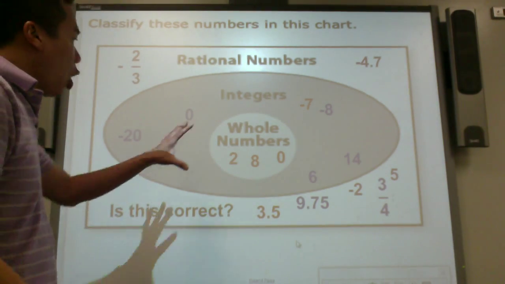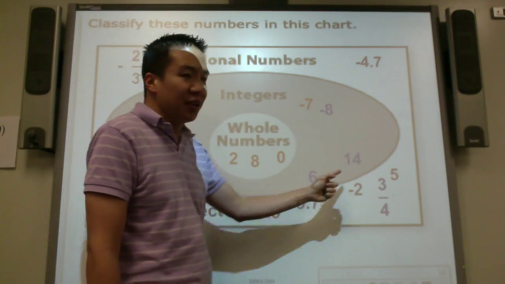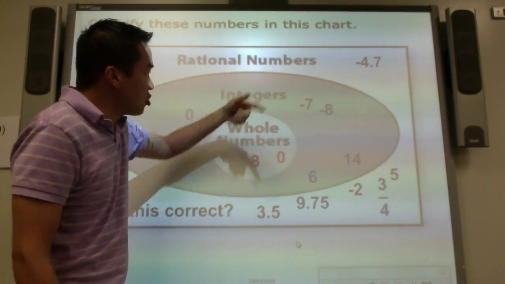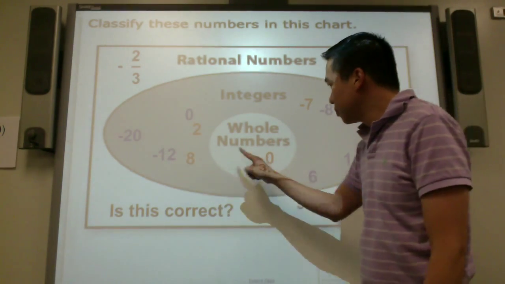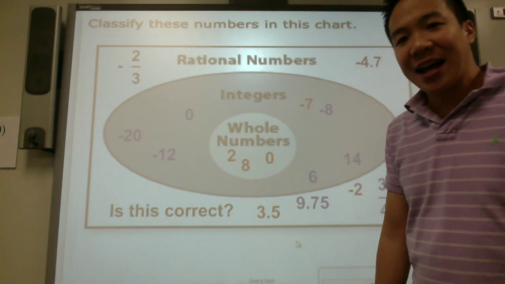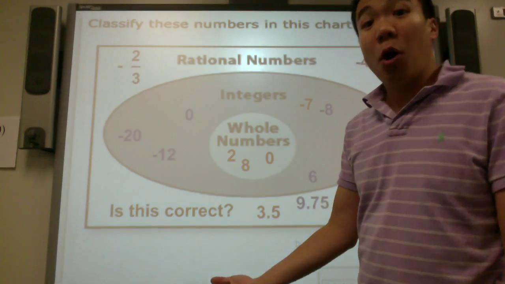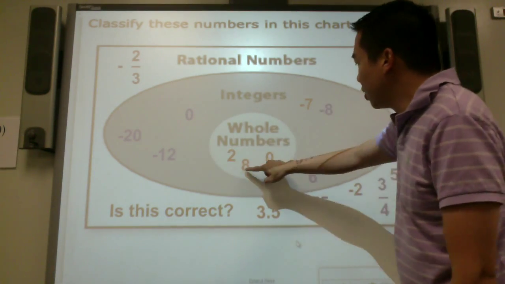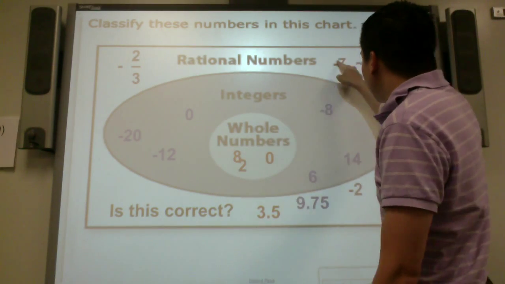So again, whole numbers are positive. An integer is a positive or negative whole number. Do you see how the group of numbers here, whole numbers, can also become integers? And rational numbers are anything that can be written as a fraction. So it could be decimals, fractions, whole numbers, integers. And do you see how everything inside of whole numbers can all be written as a rational number?